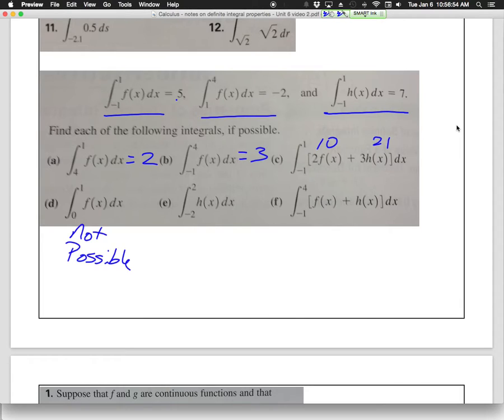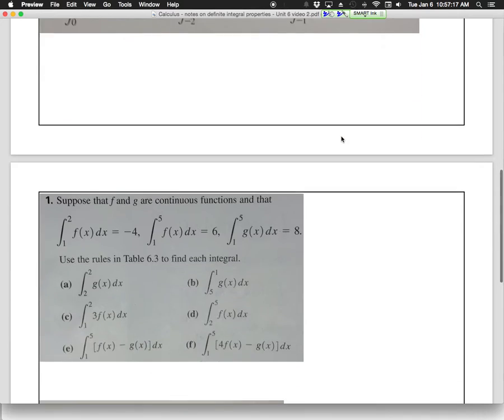So what about part E? That one also is not possible. I don't have the limit of -2, and I don't have the limit of +2. And what about the last one, -1 to 4? It's not possible because you don't have one for h. Right, I don't have a limit of 4 for h. I can do the f of x parts, but I can't do the h of x parts. So those bottom 3 are not possible. Next page.